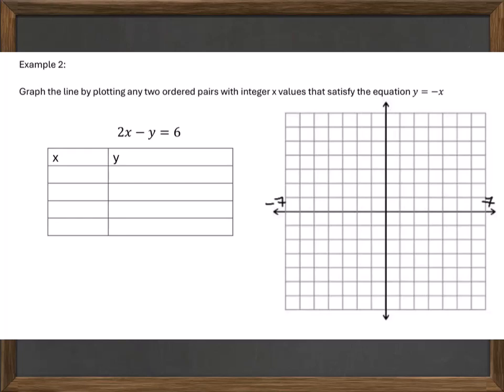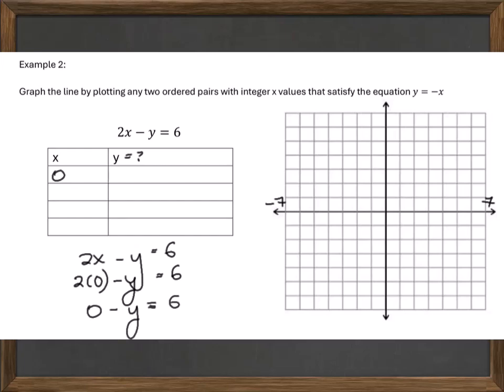Okay, so again, an easy number to work with is 0, right? Remember, we don't have y equals anything, do we? No, we have 2x minus y is equal to 6. So I guess we're going to have to put 0 in for x. So we'll have 2 times 0 minus y is equal to 6. Well, 2 times 0 is equal to 0, so we have 0 minus y is equal to 6.